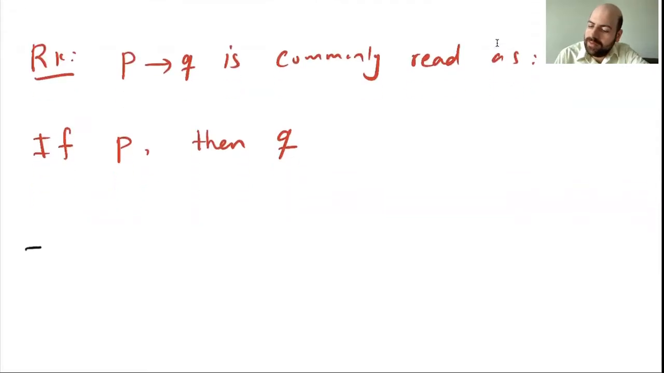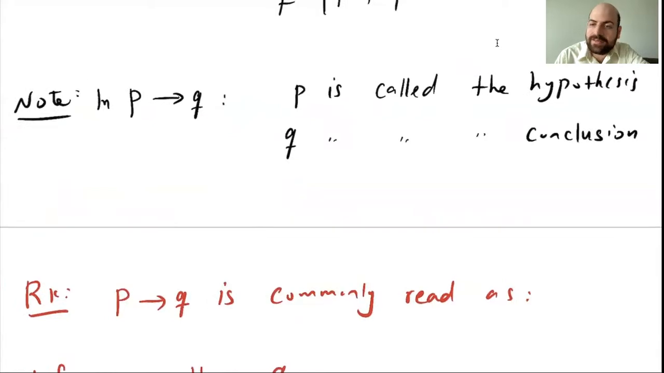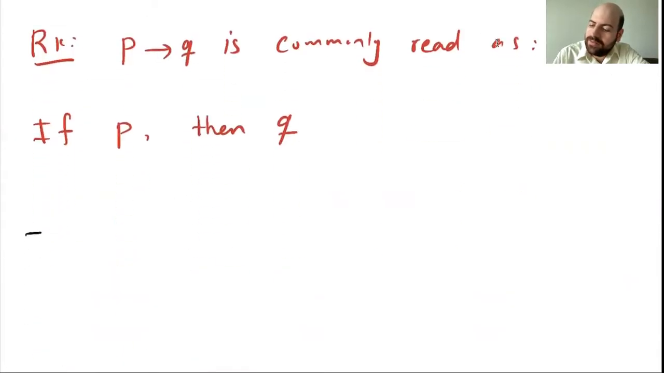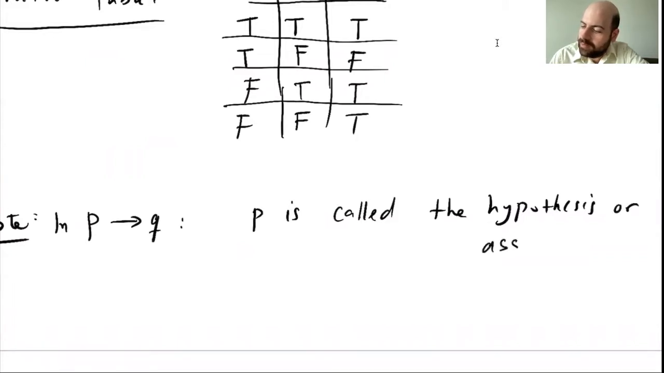So P is called hypothesis, or assumption, and Q is called the conclusion.